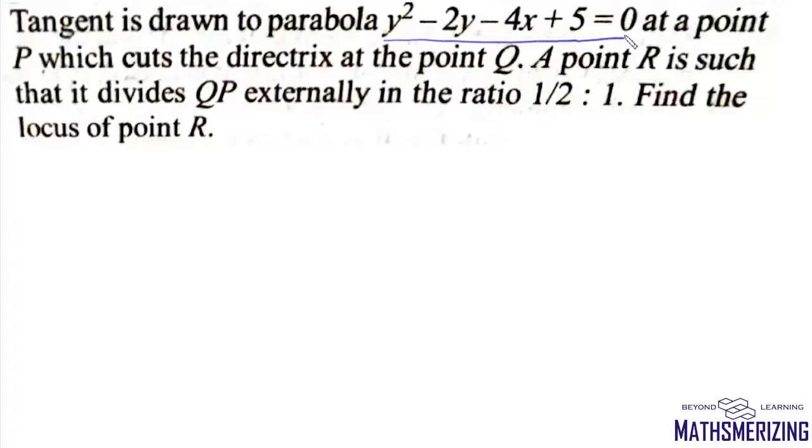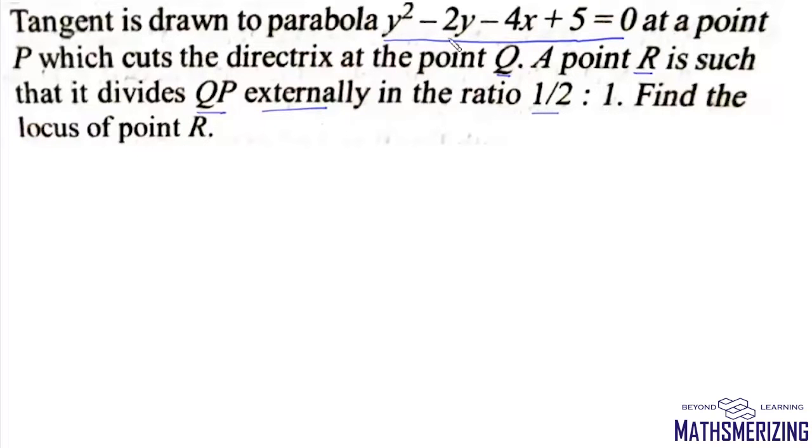Now the question is, a tangent is drawn to the parabola y square minus 2y minus 4x plus 5 equals 0 at a point P, which cuts the directrix at a point Q. A point R is such that it divides QP externally in the ratio 1:2. Then find the locus of point R.